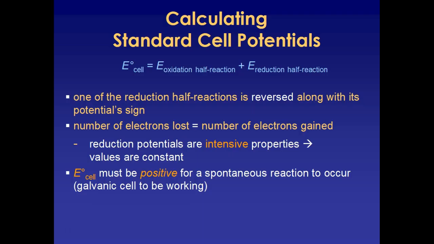One nice thing about voltages is that the number of electrons being transferred has no effect on the amount of energy that is being generated, since it's already per unit of charge. So we don't have to worry about accounting for any changes in the coefficients when we balance those half reactions. I told you to measure positive voltages because that's when you have a reaction occurring spontaneously.